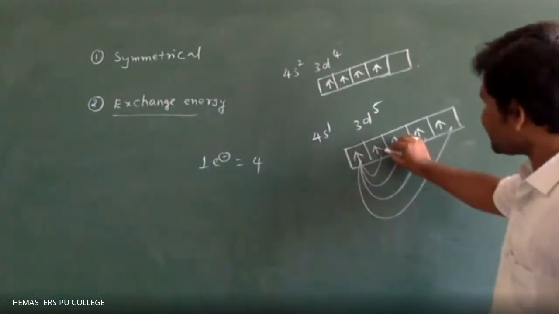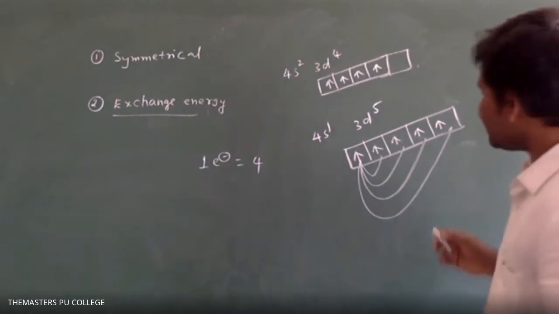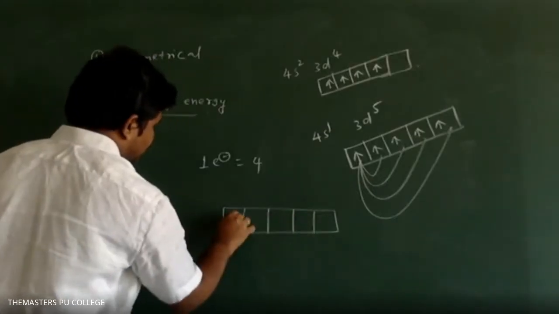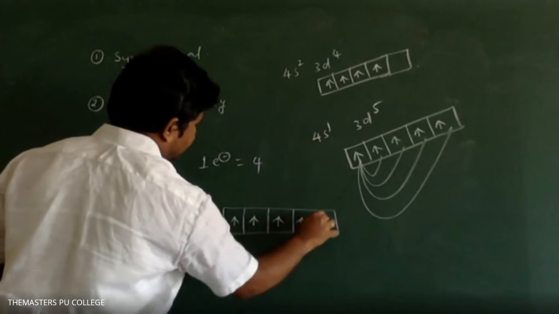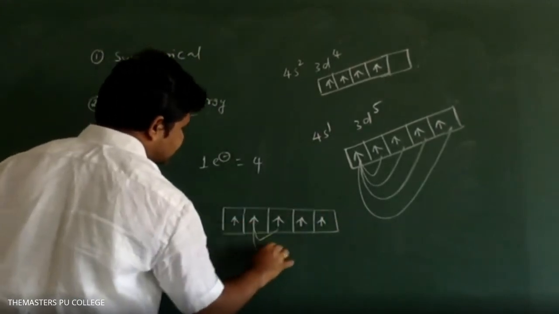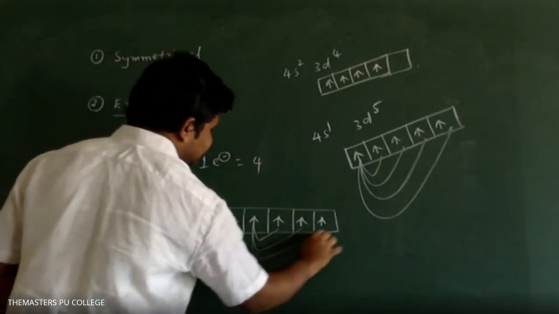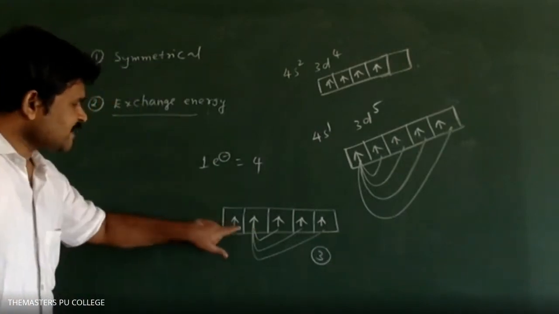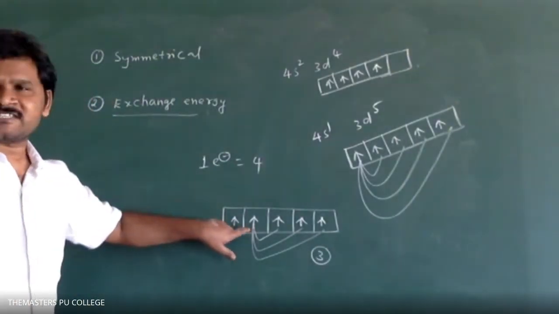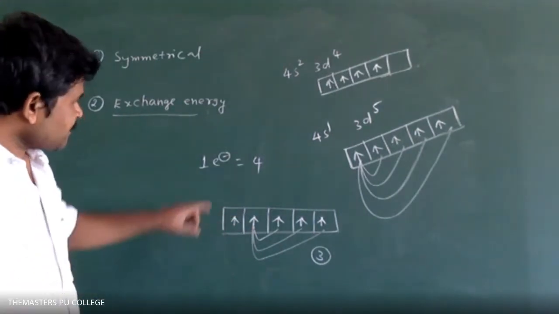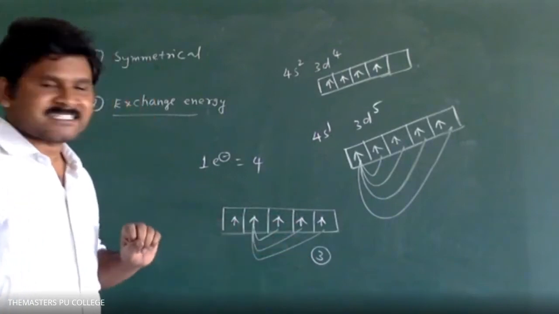Similarly, if you take the second electron, how many exchanges are possible? 3. This second electron may exchange with this one, or this one, or this one. So a total of 3 exchanges are possible. The exchange with the first is not counted, because if the first is exchanged with the second, or the second with the first, both are the same. That's why for the second electron we have 3 exchanges.